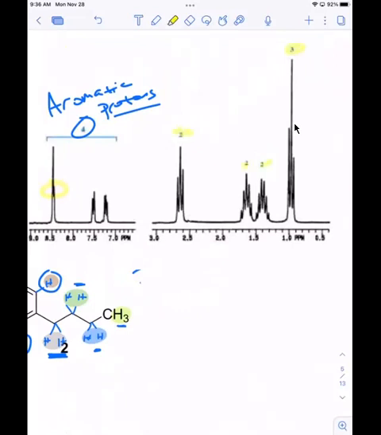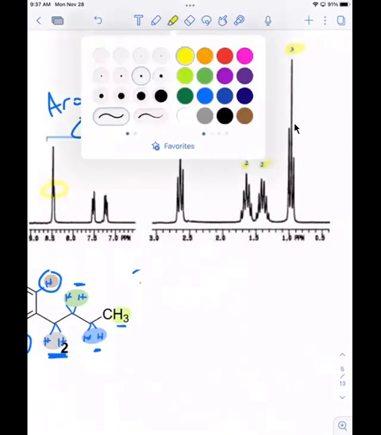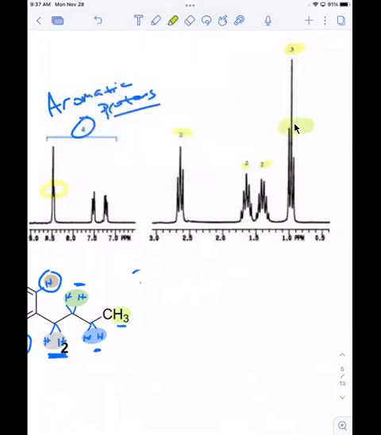So the one that integrates for 3, which set of protons is that? Because the integration tells you how many protons are represented by a signal. So which set of protons should that be? If the integration is 3, that means that signal is representing 3 protons. Is that the CH3 on the end? Yes, it is. So let's highlight that. So this is the signal for that CH3.